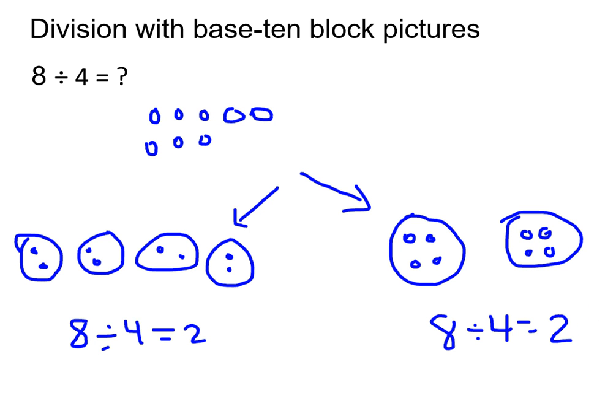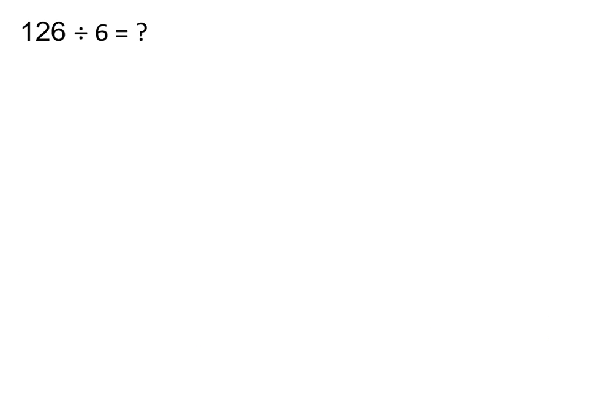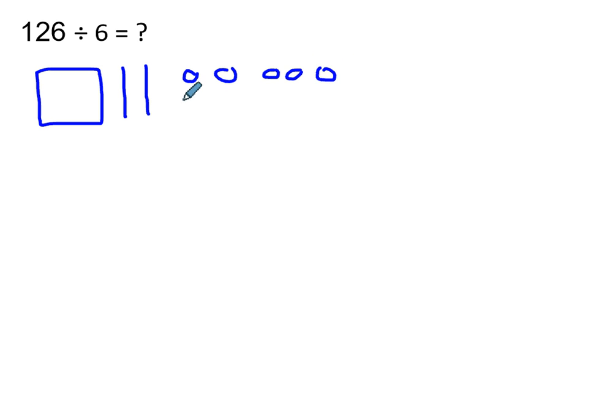Now we're going to try to do it with bigger numbers. For example, if you have to do 126 divided by 6. First, you have to draw the picture. What does 126 look like? So this is 100, 10, 20, and then 6. Okay, so we're going to have to divide by 6 to help us.